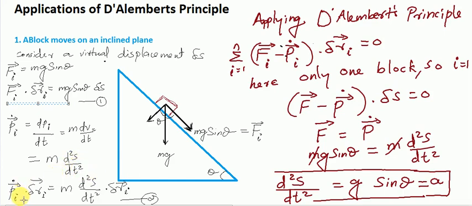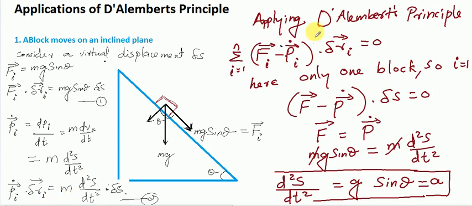So, we can write Pi dot dot delta Ri is equal to m d square s by dt square dot delta S, because the virtual displacement we consider as delta S here. Okay, so we got two equations. One is Fi dot delta Ri, another one is Pi dot delta Ri.